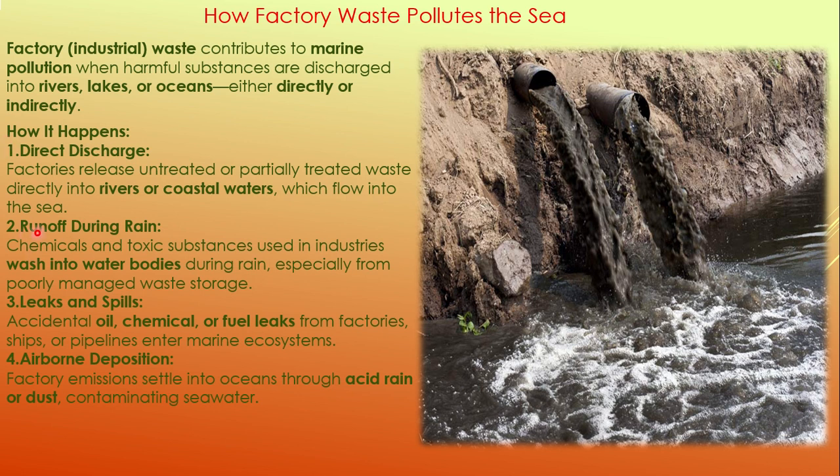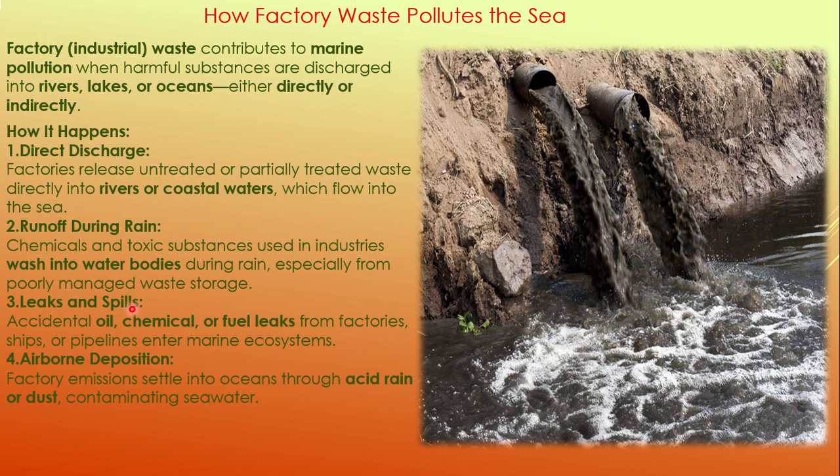Then second, runoff during the rain. The chemical and toxic substances used in industries wash into water bodies during the rain. Okay, so this will go through the river into the sea, especially when the waste storage is poorly managed. Some factories do not manage wastage properly. Due to this, wastage will dissolve in the rain water and through the river go to the sea.